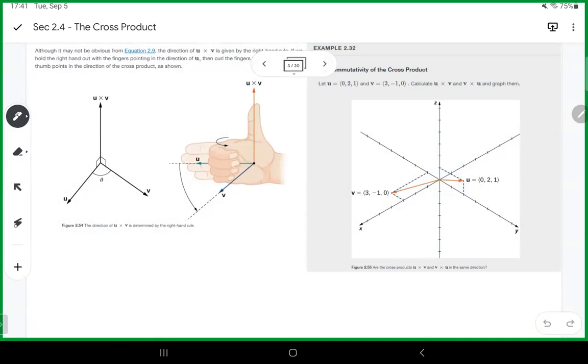Okay, so this is showing you that thumb rule again. I like for you to have that there, so I left it. We're going to do the next example here that says if we have vector u, which is 0, 2, 1, and vector v, which is 3, negative 1, 0, they want you to calculate u cross v and v cross u and then graph it. You can see that the graph's already done for us.